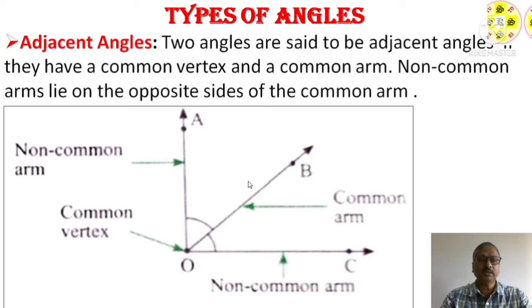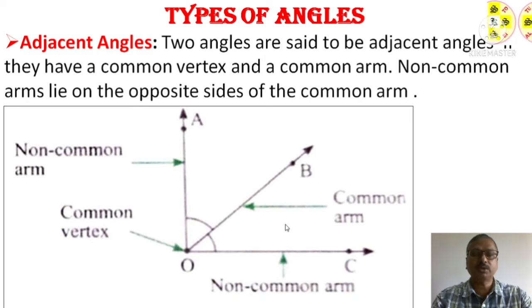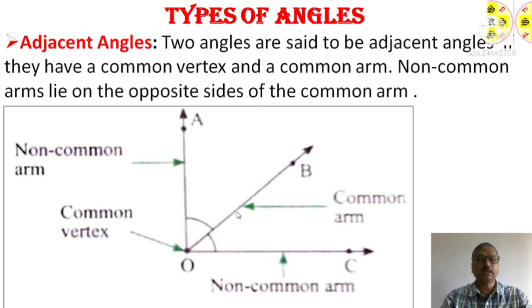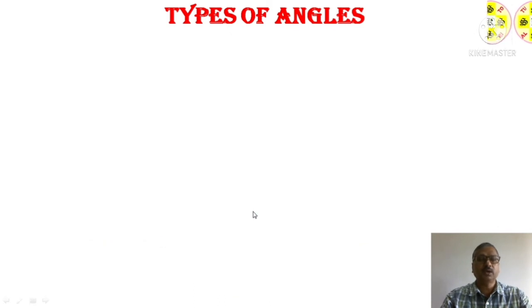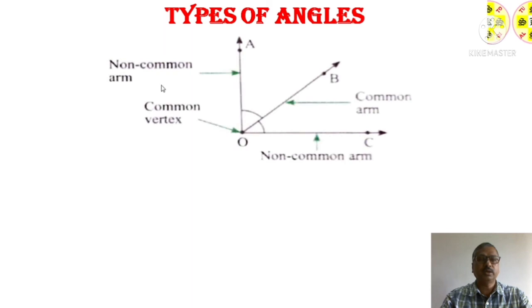Two angles are said to be adjacent angles if they have a common vertex, a common arm, and the non-common arms lie on the opposite sides of the common arm. So this is the definition of adjacent angles and this is the figure. Now next, see, this is the same figure.